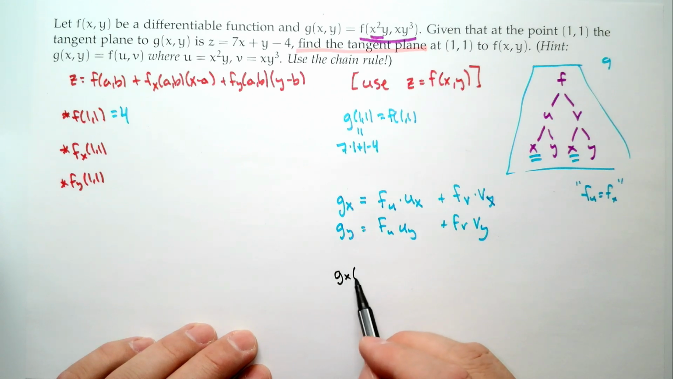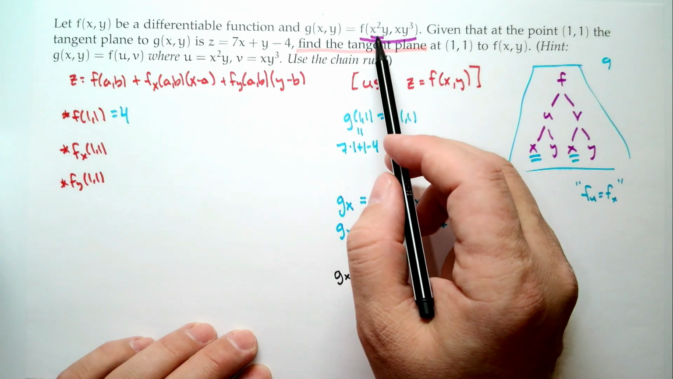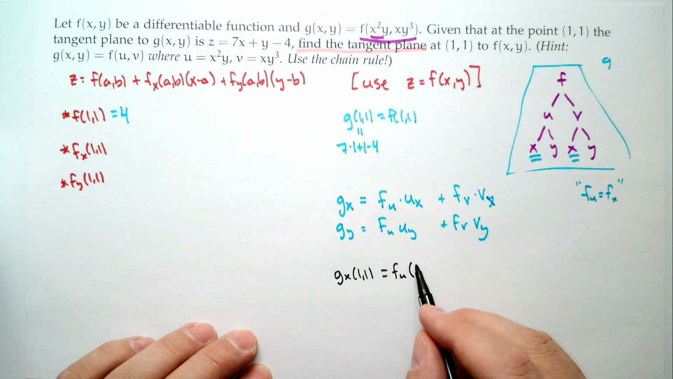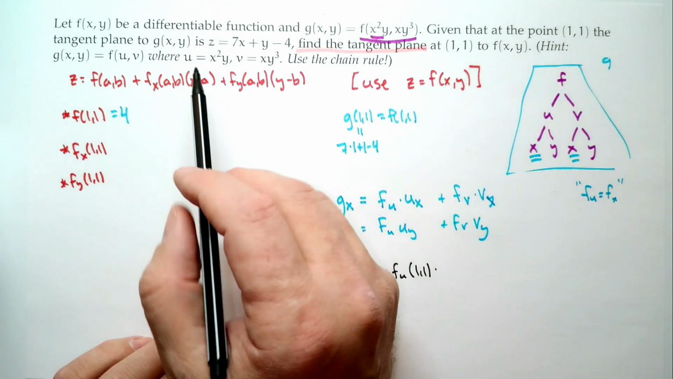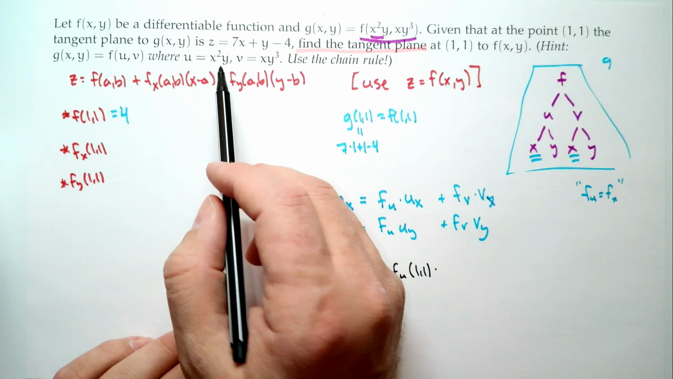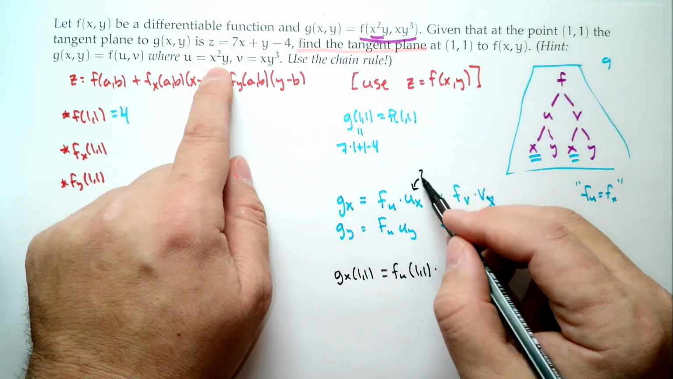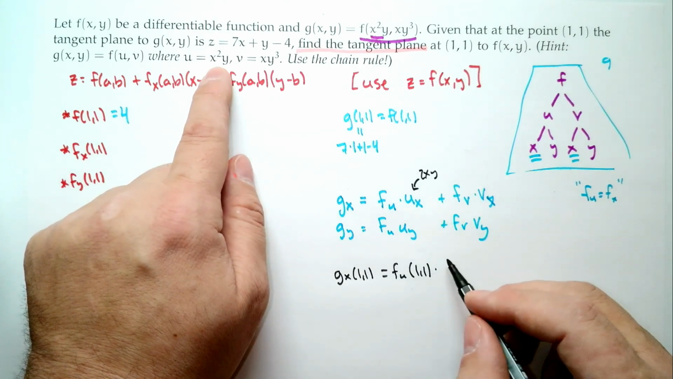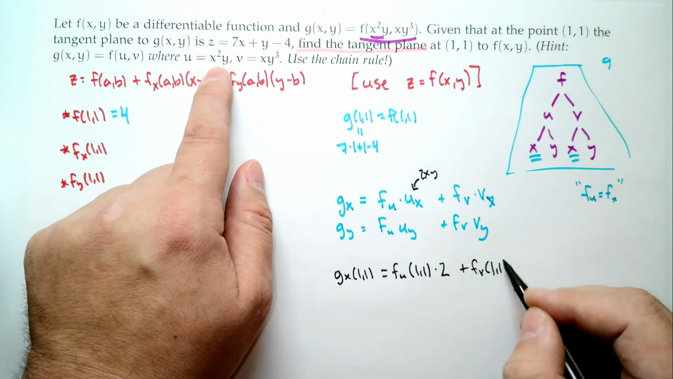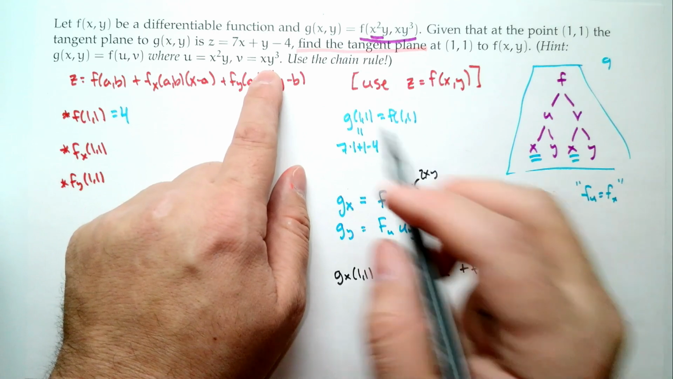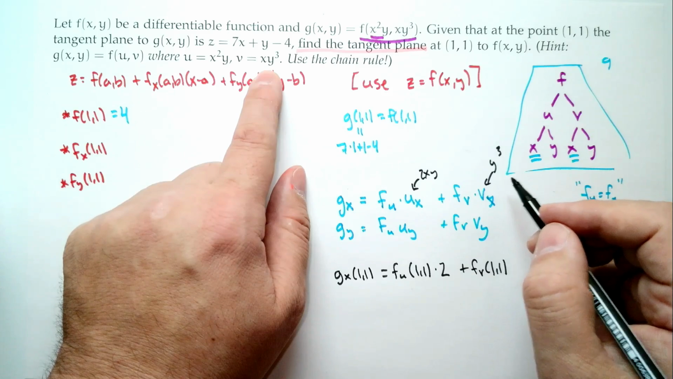So that would be g sub x at 1, 1 is f sub u. And now we say, well, what do we get when we plug in 1, 1? Well, we get 1, 1 times u sub x. Well, let's look at u. What is u sub x? U sub x is 2xy. We plug in 1, 1, we get 2. Plus fv, again, it'll still be at 1, 1, times v sub x. Well, v sub x, y cubed. And if you plug in 1, 1, you get 1.